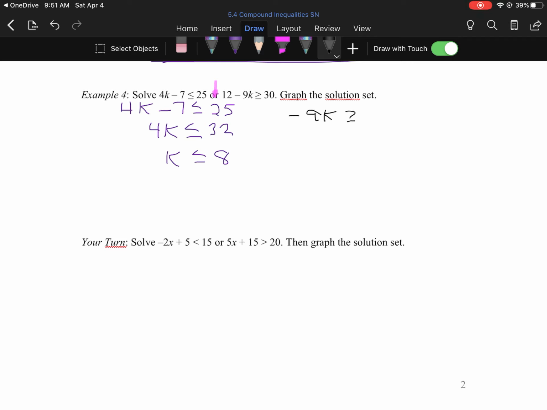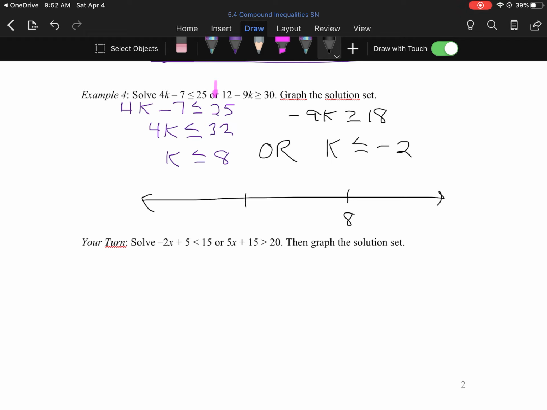For my other one, if I subtract 12 from both sides, I get negative 9k is greater than or equal to 18. And then divide both sides by negative 9. So I'm flipping the sign, and k is less than or equal to negative 2. Now they had the word or in the middle. Now we get to graph each of these. So I know I have a positive 8, I have a negative 2. I'm going to go ahead and just put those on there for now.